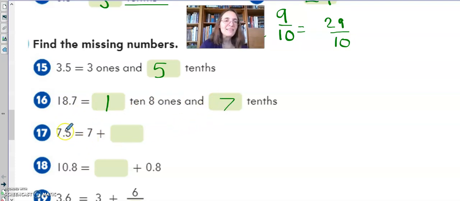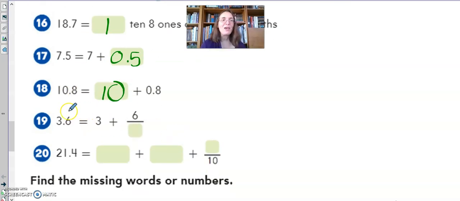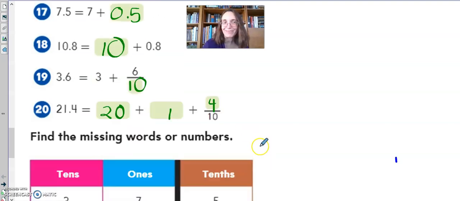Here's the expanded form. 7 and 5 tenths is the same as 7 plus 5 tenths. And I'll put that placeholder 0 there so everybody gets that little warning. Hey guys, talking about tenths. 10 and 8 tenths would be the same as 10 plus 8 tenths. 3 and 6 tenths. Ooh, now we're going from the decimal back into the mixed number fraction expanded form. So cool. This is the tenths place, so it's 6 tenths. 21 and 4 tenths. Well, that would be 20 for the tens place, 1 for the single ones place, and 4 tenths for the tenths place.